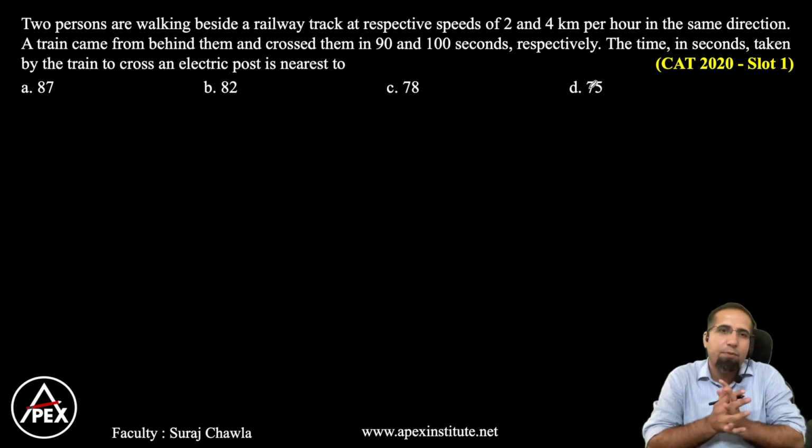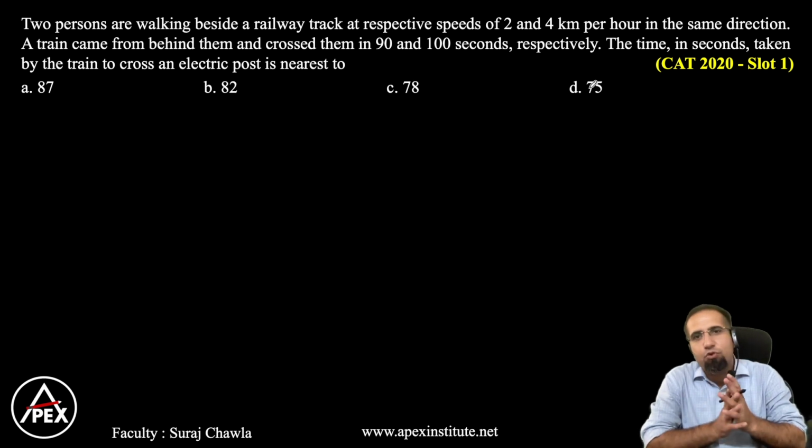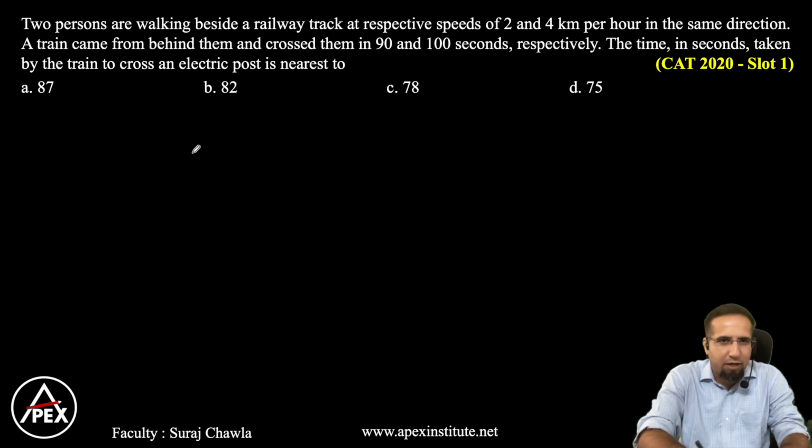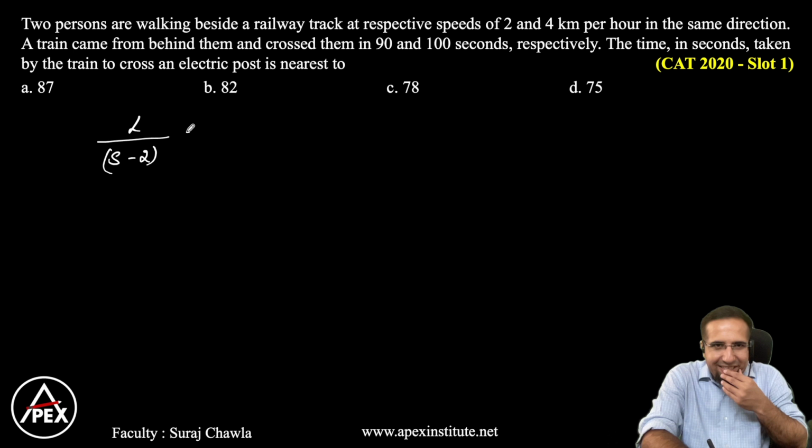Now, two persons are walking beside a railway track at respective speeds of 2 kilometers an hour and 4 kilometers an hour in the same direction. Okay. A train comes from behind and crosses them in 90 seconds and 100 seconds. So that becomes the length of the train divided by the speed of the train. I do not know the speed of the train. Let's say S kilometers an hour minus 2. Clear? And this becomes 90 seconds. Okay. So that is kilometers an hour.